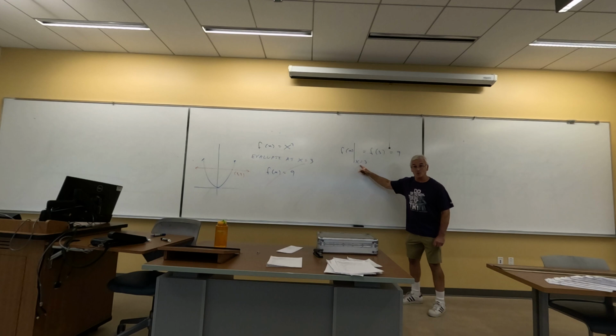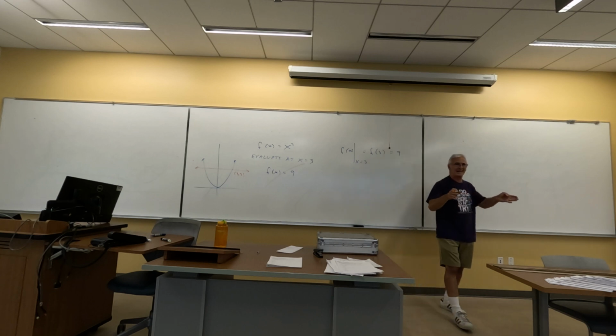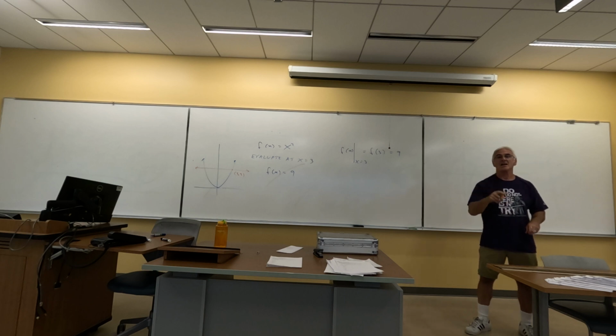No, f of 3 is 9, f of x isn't 9. This says f of x evaluated at x equals 3. This is shorthand notation, absolutely, write it this way. But there's a lot of times we're going to be doing things where the only way you can write it is to do the evaluated at. I just want you to get used to seeing that. Not a big deal, okay?